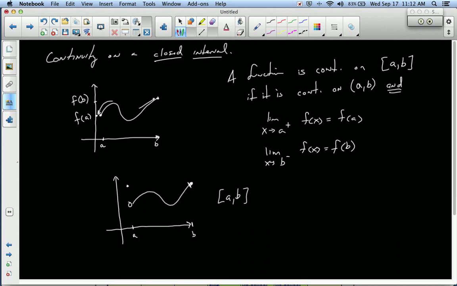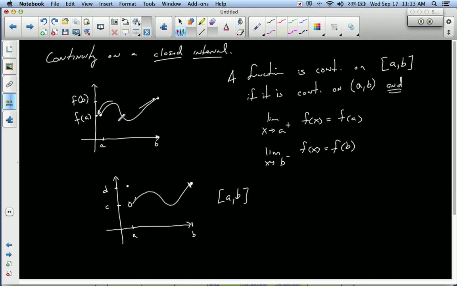Okay? But when I look at my one-sided limits at the endpoints closely, as I approach a from the right-hand side, I do have a function value here. We'll call it c, or a limit value. But my function value is up here at d. So while the limit exists at c, the function value exists at d. So therefore, the limit as x approaches a from the right of f of x does not equal f of a. Therefore, this is not continuous on a closed interval, whereas this is.